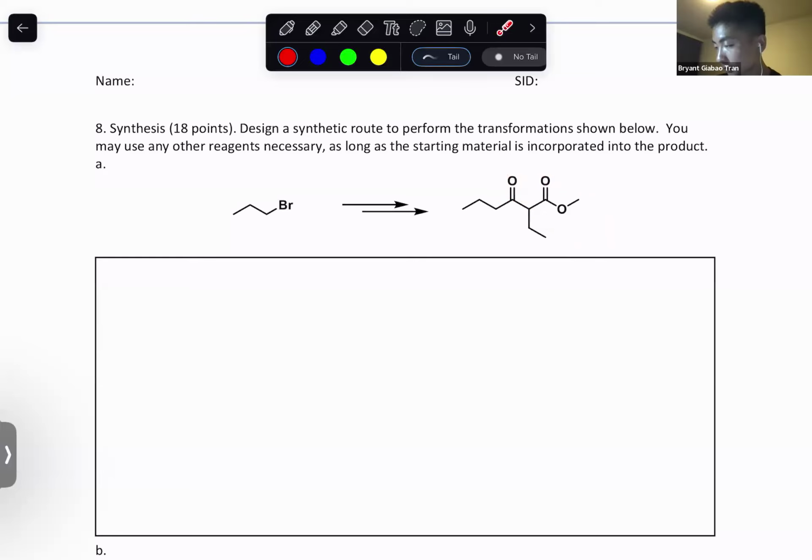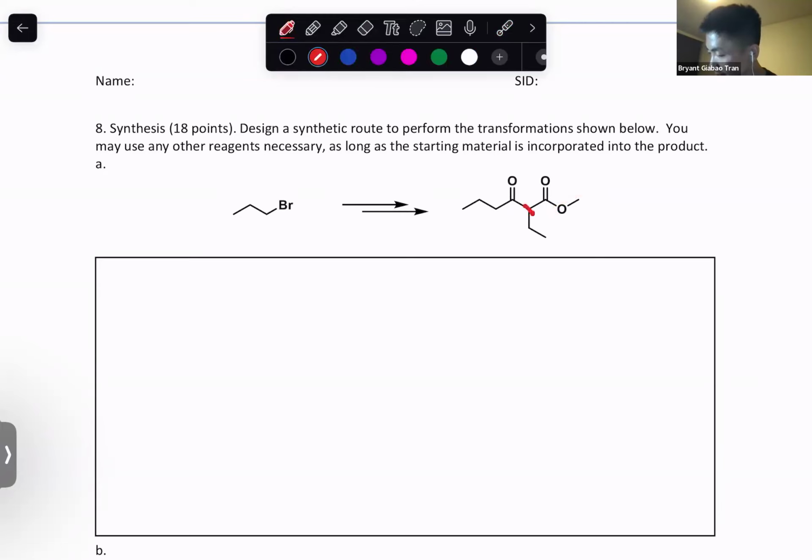What is the relationship between the two carbonyls here? 1,1, 1,2, 1,3, 1,4, or 1,5? 1,3. 1,3, right. And what reaction do you remember that makes a 1,3-dicarbonyl? I don't remember the name. I can give you a hint. It starts with a C. Was it Glycine? No, it is Claisen. Oh, Claisen.